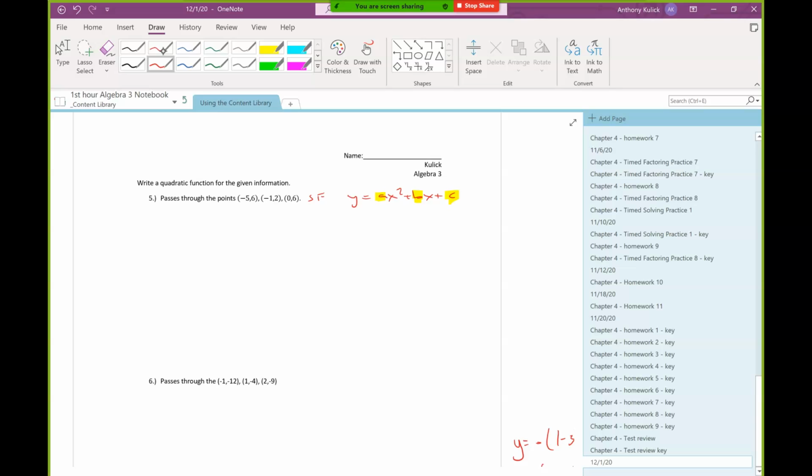So what I'm going to do is build a system of 3 equations, because I can't solve for a, b, or c if I have 3 variables with just 1 equation. I need 3 equations to build a system. So I'm going to take each one of these points as a separate x, y and plug each of these 3 points in for the x's and y's. When I plug in -5, 6, 6 goes in for y, and -5 goes in for x.